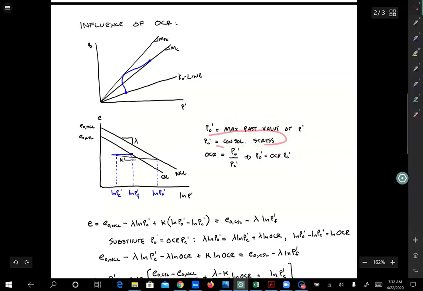So now we have P naught prime being the maximum past pressure, P prime C is the consolidation stress, and OCR then is equal to P naught prime over P prime C, which means that P naught prime is OCR times P prime C. And what we're trying to do now is figure out what is ln of P prime at failure given ln of P prime C and OCR, right? If we know those two things, we can figure out P prime at failure, and then we can come up here and figure out the value of Q at failure. So let me again draw these down so that it's clear. This one is P prime at failure, and then Q at failure is here.